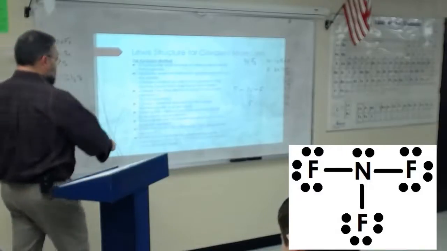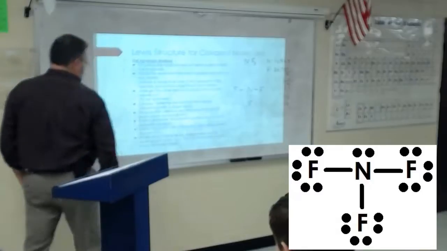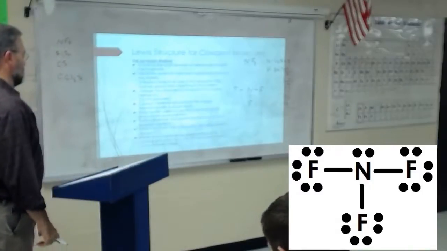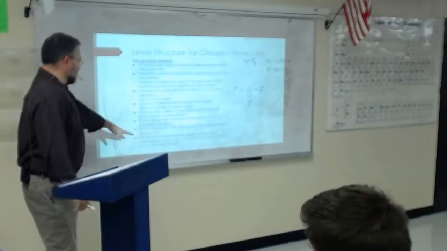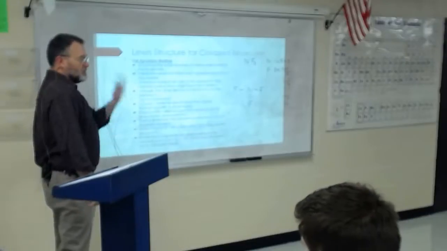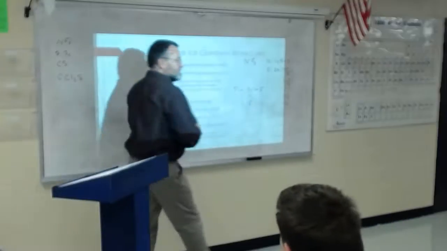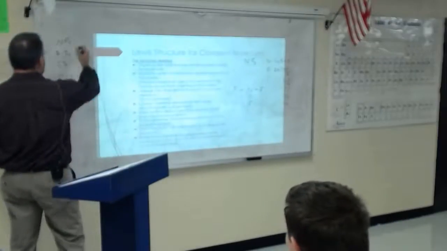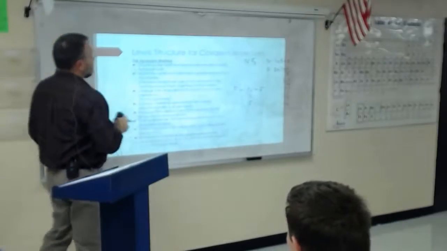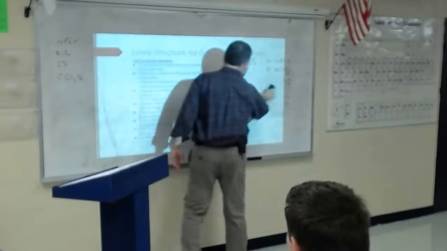Like I said here, make sure you check the center element for the octet. And just like before, if one is lacking and the other one's full, pull from the full to form a bond with the lacking. All right? So we've done both of those. Let's try the SiS2 molecule.